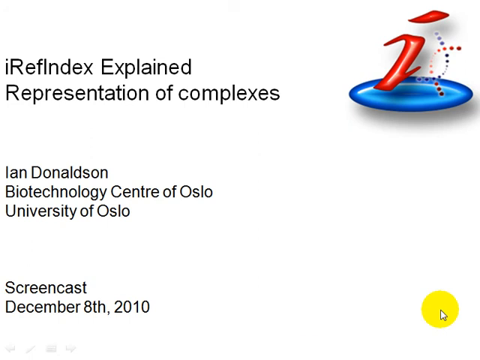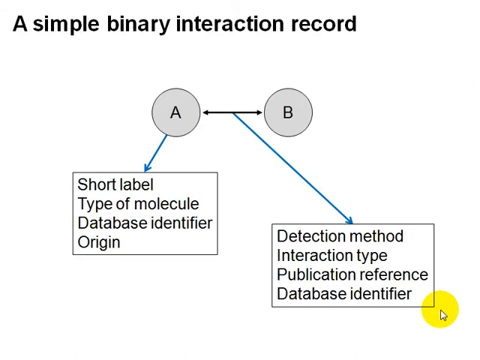Hi. Okay, in this video I'd like to explain something about the representation of complexes in iRefIndex and interaction data in general. We started with talking about simple binary interaction records where the proteins would have a short label, a type of molecule, etc. And the interaction record itself would have properties like detection method and interaction type. These two qualities are very important when looking at interaction data.